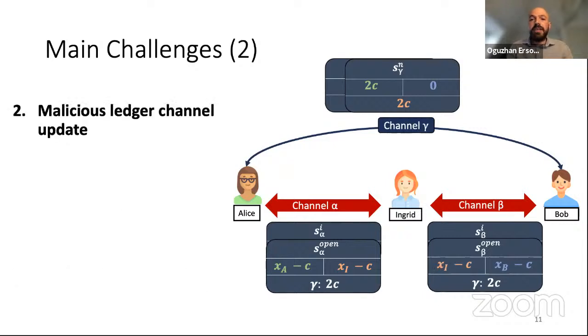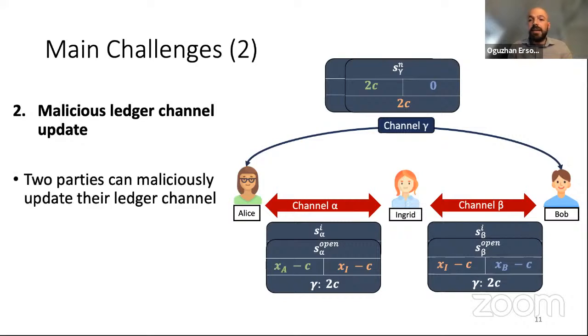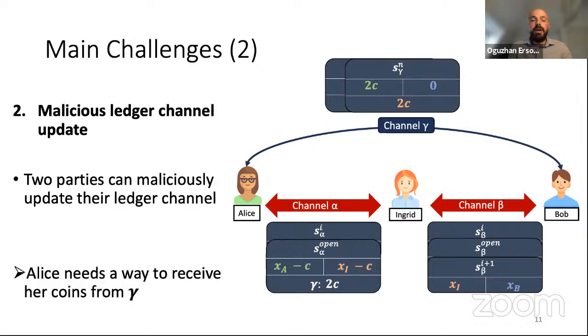The second challenge is that malicious channel updates may prevent publishing this virtual channel on the blockchain. Because, as I said, this virtual channel is funded by underlying ledger channels. If one of these ledger channels, let's say the channel between Ingrid and Bob, is updated maliciously, then Alice cannot publish this virtual channel on the blockchain because that state is not available. For that, we need to ensure that Alice has a way to receive her coins from this virtual channel.